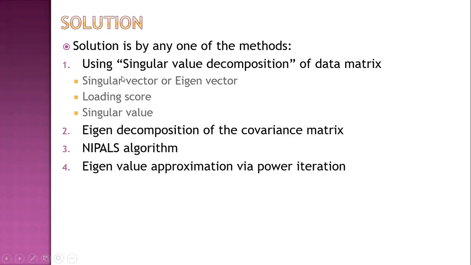The solution of principal component analysis is by one of these four methods. One is a solution using singular value decomposition of the data matrix. So here the terms are singular vector or eigenvector, then there are loading scores, and then there is a singular value. Second option is eigen decomposition of the covariance matrix. Third is NIPALS algorithm. And the fourth is eigenvalue approximation via power iteration.